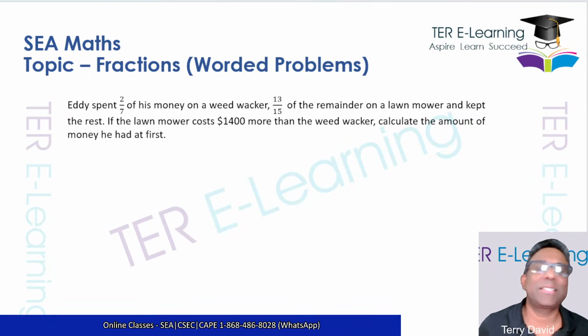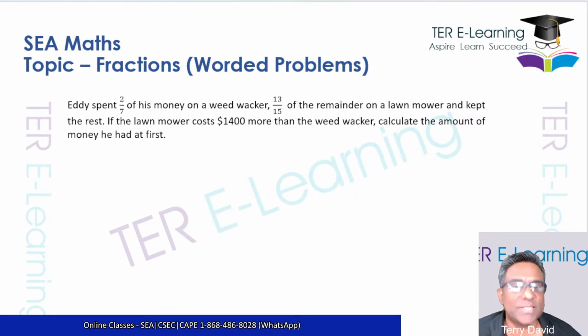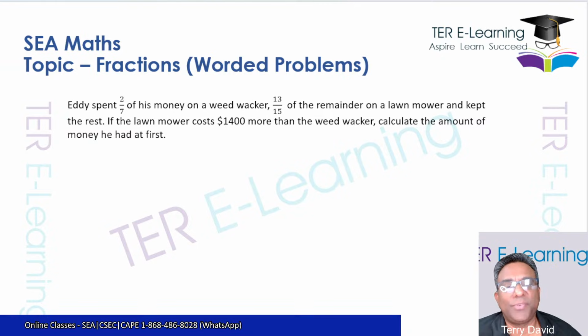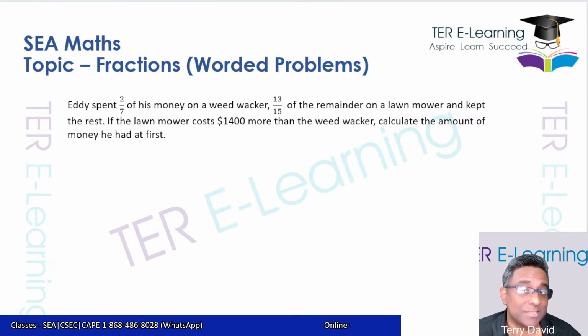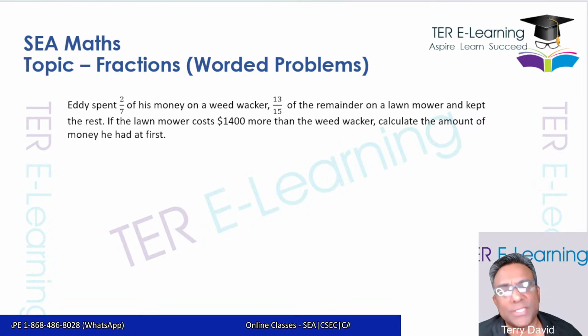So Eddie spent 2/7 of his money on a weed whacker, all right? Then 13/15 of the remainder on a lawnmower and kept the rest. If the lawnmower cost $1,400 more than the weed whacker, calculate the amount of money he had at first.